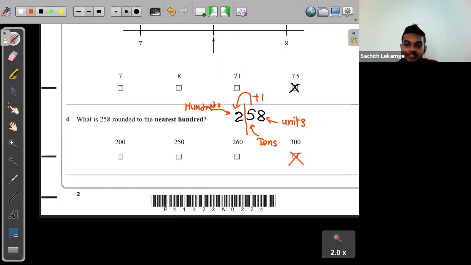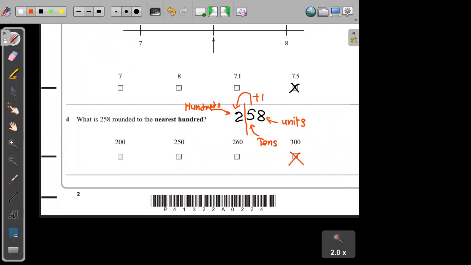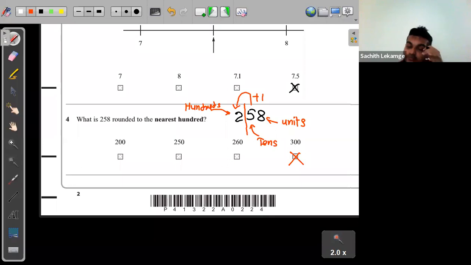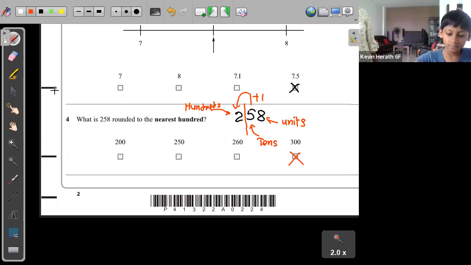I can't see some faces. Rajadi, Kevin, are you guys there? Okay, shall we keep the camera on? Normally we keep our cameras on in the class, right? Kevin, you are from Gateway. You are muted. Kevin, hi. Can you hear me? Yes, sir. Ah, good. Okay.